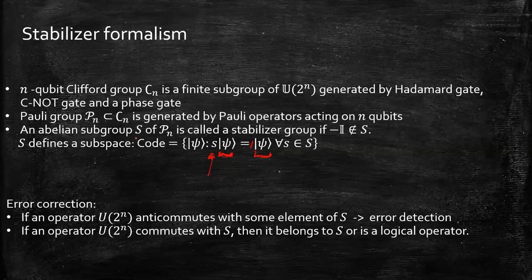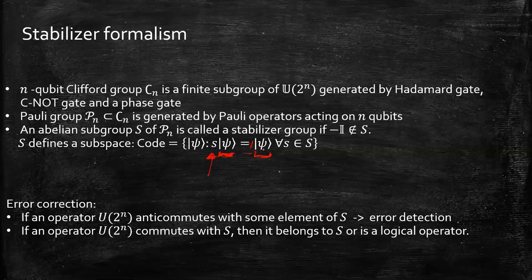And yes, this is a very easy structure to describe quantum error correction, because when you perform measurements of the state using the operators from this group, you'll be measuring these operators, and you should always obtain the value plus one without disturbing the state.